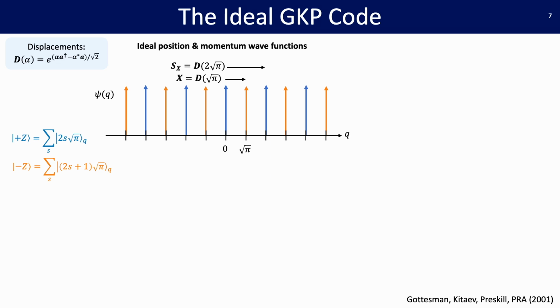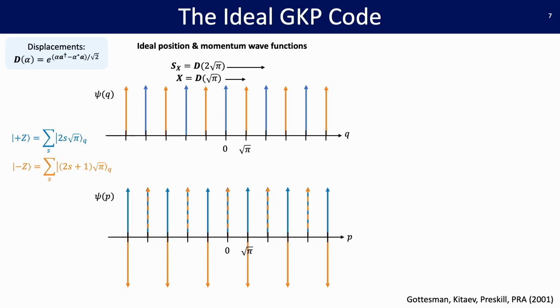We can see the other operators of the code most straightforwardly by looking at these code words in momentum space by taking the Fourier transform. And we see that they are, again, grids of momentum eigenstates. Here we can see that they are also invariant under displacements of 2 root pi in momentum. But when we apply a displacement of root pi in momentum, the plus c state is invariant, but the minus c state picks up a -1 sign. So this is the logical Pauli z operator of the code.